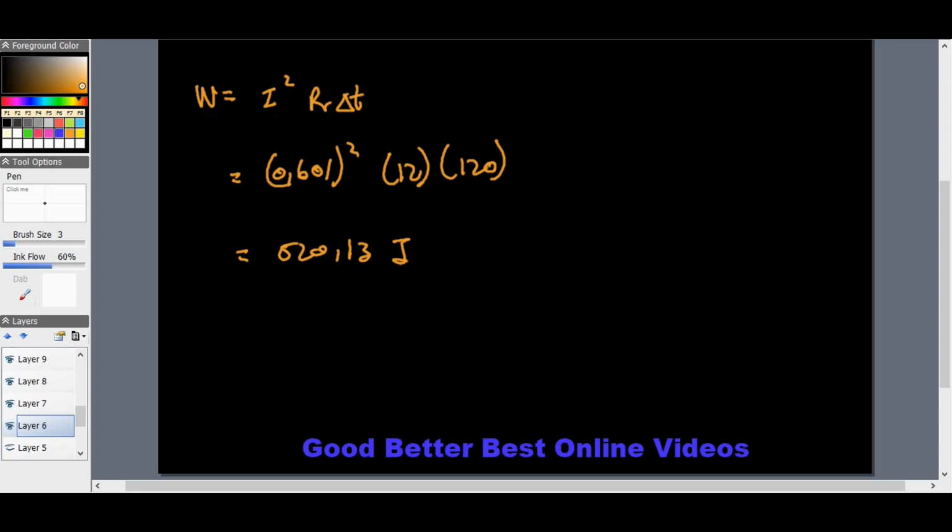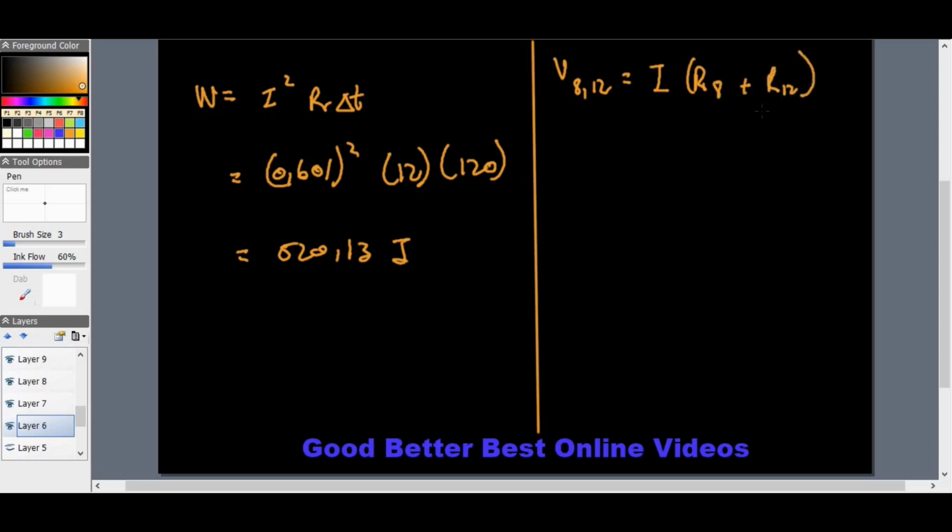Okay, and that is one way, of course, to do it. There is, however, another way. That's a bit quicker, and I would like to demonstrate it quickly. What's the voltage going through the 8 and the 12 ohm resistor? The voltage going through the 8 and 12 is equal to the current times the resistance of R8 plus R12, in other words, the 12 ohm and the 8 ohm resistor.